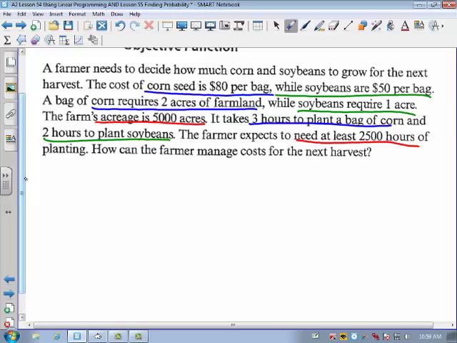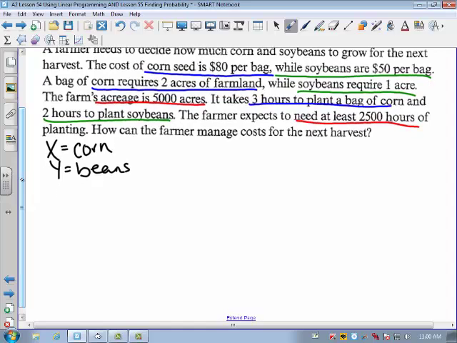All right, the first thing we did last time was designate our X and Y, right? So we're going to say X is corn and Y is beans. Other information that I can take from this: I'm wanting to manage costs, okay? So I want to make a cost function. So what is the cost? 80x plus 50y. Okay, $80 for corn, $50 for soybeans.